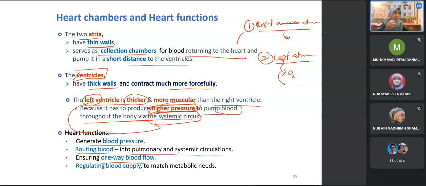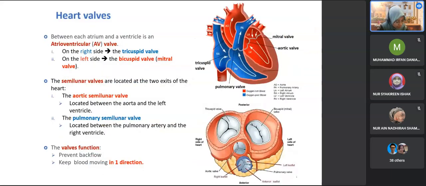right atrium into right ventricle, out of the heart through the pulmonary artery to the lungs, from the lungs back to the heart, which is the left atrium into the left ventricle, out of the heart through the aorta and into your systemic circuit. Okay, and then back to the heart again, to the right side of the heart through the vena cava. So that is one way flow of the blood.